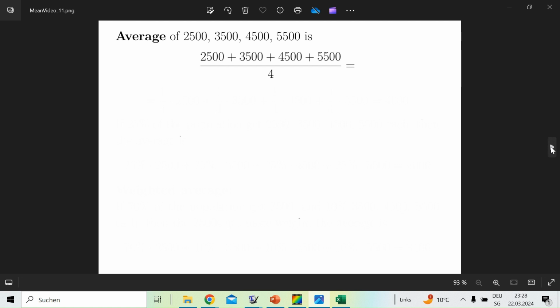But for our purposes, I want to rephrase it a little. So I want to write it as 1/4 times 2,500 plus 1/4 times 3,500 plus 1/4 times 4,500 plus 1/4 times 5,500. So we multiply these values by certain numbers and add these products to get the average. And of course, it's 4,000. It's a value in the middle. That's not very surprising.